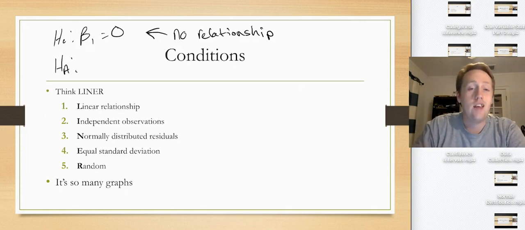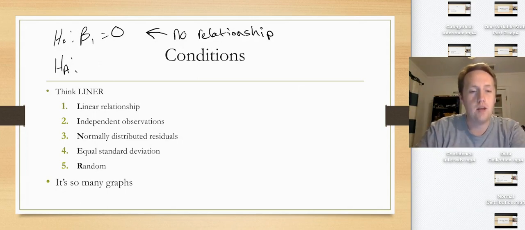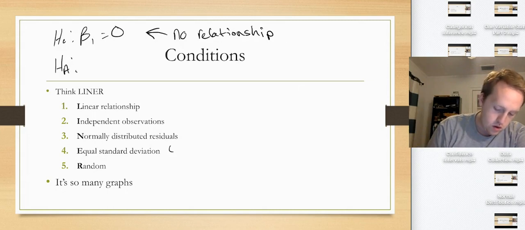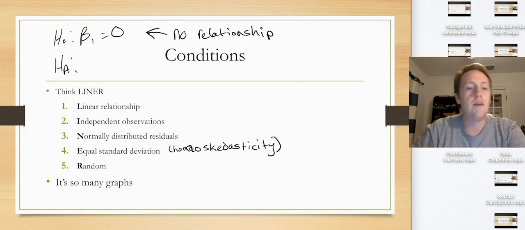Okay, so now that said, the conditions, they're really hard. I'm not going to lie about it. The acronym that you're going to do is LINER. So linear relationship is the L, I is independent observations, N is normally distributed residuals, the E is equal standard deviation. I really like this word. Homoscedasticity. You don't need to know this, I just think it's fun. Homoscedasticity. And you need randomness.